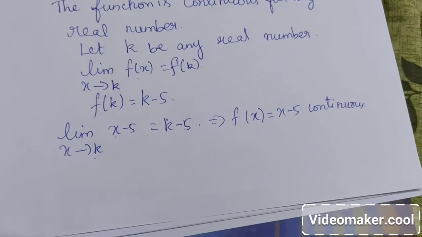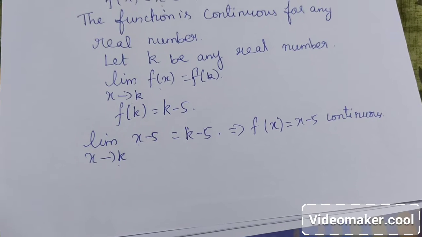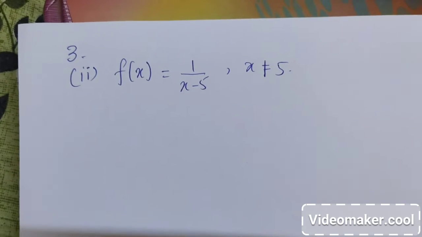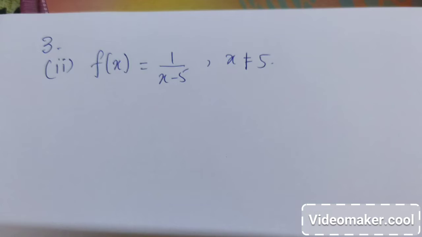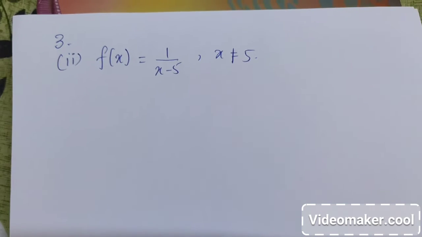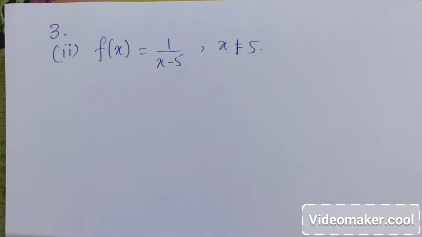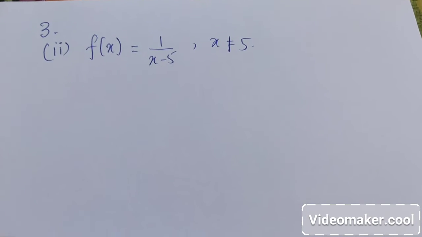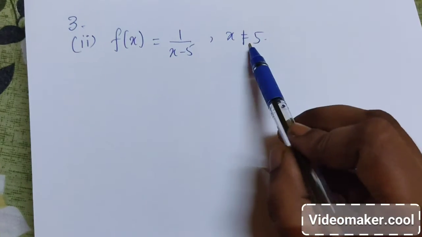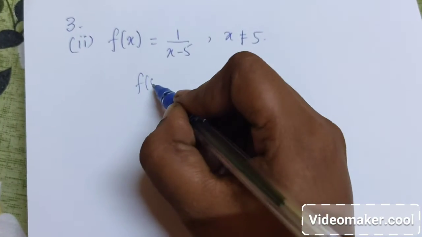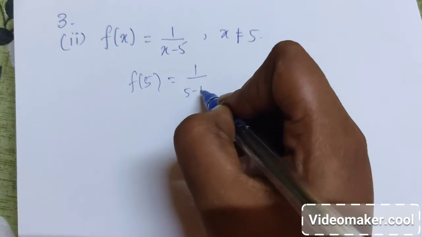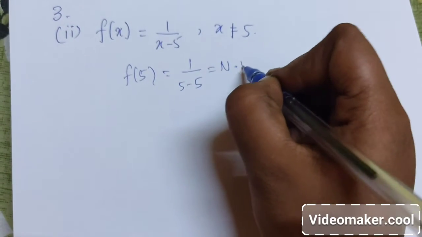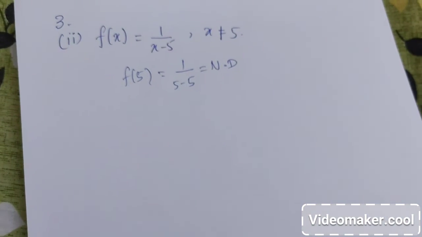Okay, so we will do the second subdivision now. Again, in problem number 3, second subdivision, we are given a function f of x is equal to 1 by x minus 5, where x is not equal to 5. What if x is equal to 5? Then the function is not defined. So the function is not defined at 5.